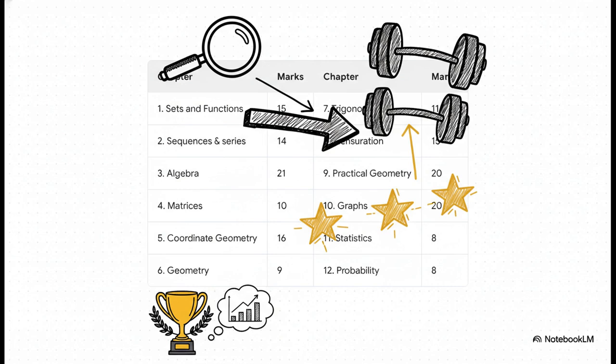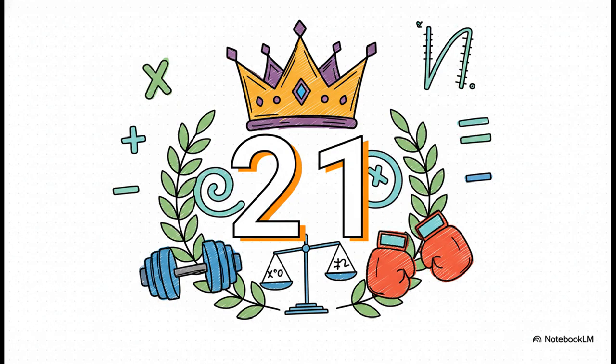Let's zoom in on the real heavy hitters. First up, Chapter 3, Algebra. This one is the undisputed champion, weighing in at a massive 21 marks. Just think about that. This one chapter alone is worth more than all of Section B combined. You absolutely, positively have to know your algebra.